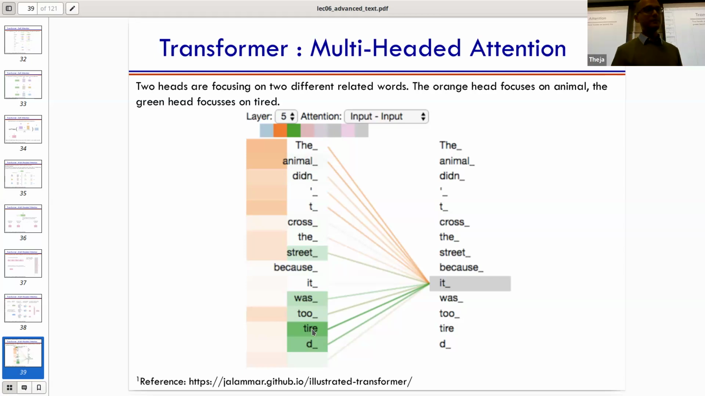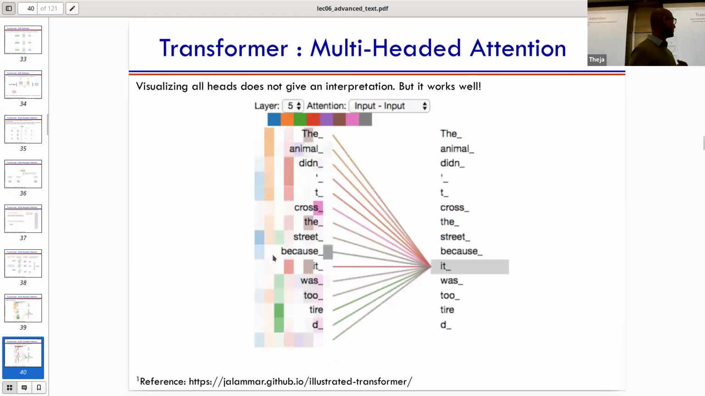Okay, but it's not always so rosy. It turns out it's very hard. Here we're just focusing on 2 attention heads. The moment you have 8 attention heads, there are going to be so many other color combinations that it becomes very, very messy. So for example, here is the full picture where all 8 attention weights are being shown.